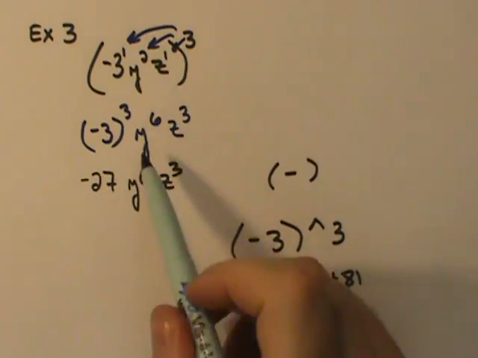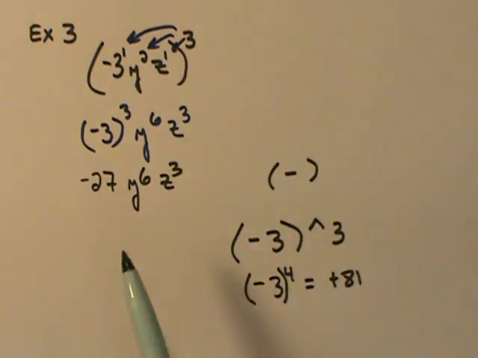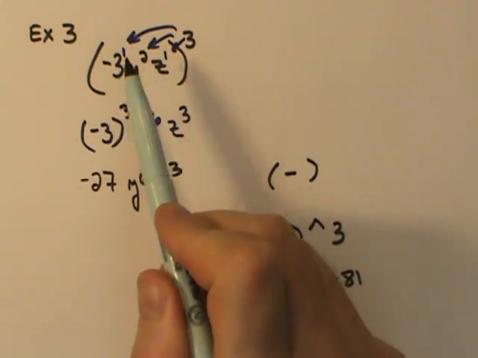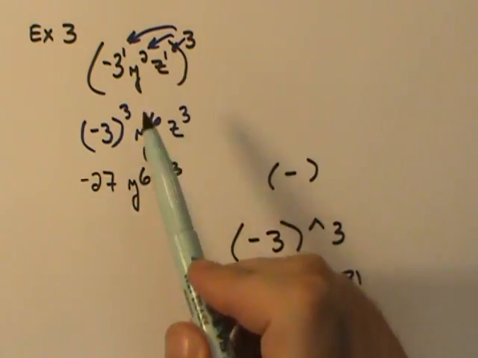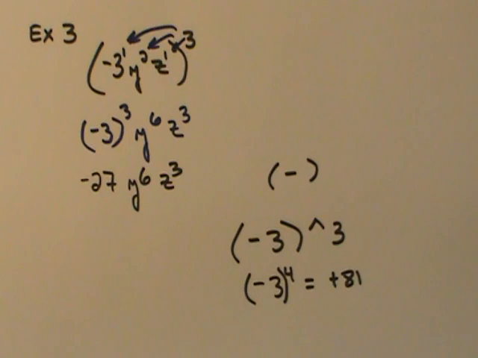And so that's what you have to watch out for, this power to a power idea. If you raise a negative to an odd power, the result is negative. If you raise it to an even power, then it's positive. Let's go ahead and move on to example number 4.